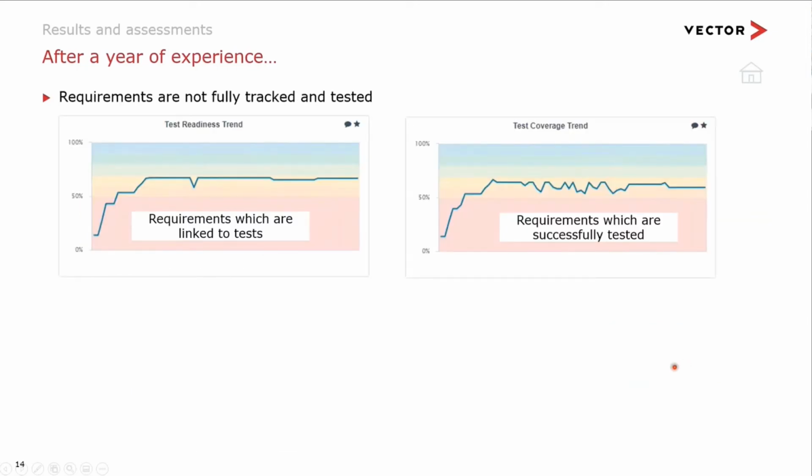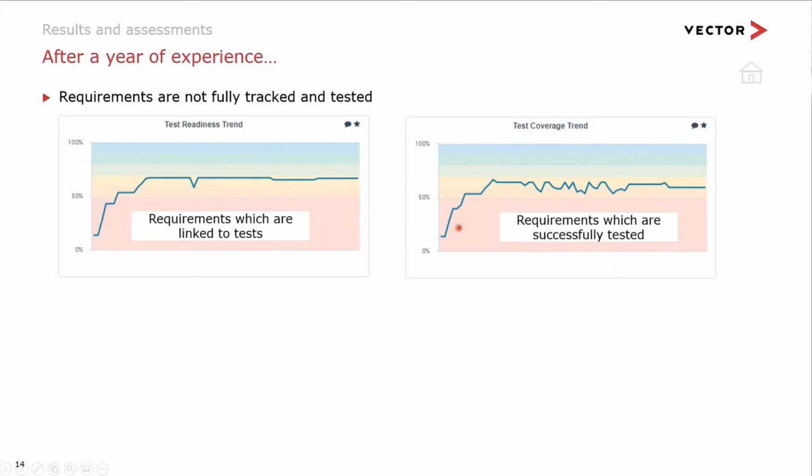If we look at the requirements, this is not perfect. Clearly, they are not all fully tracked and tested. This test readiness trend shows the trend of requirements which are linked to a test. We can see that about 60% of requirements have at least one test related to them, but some of them are not linked to any test, or maybe they are not implemented, or maybe they are simply not linked to any test. So this is clearly not a good thing. This is an area of improvement for us.